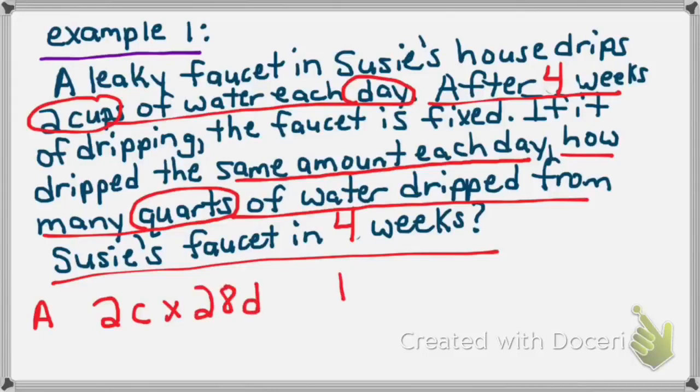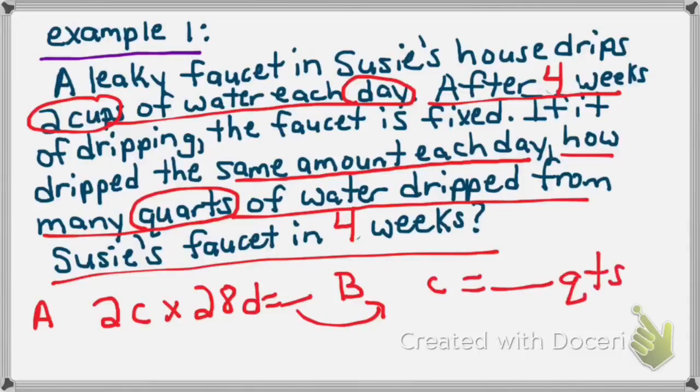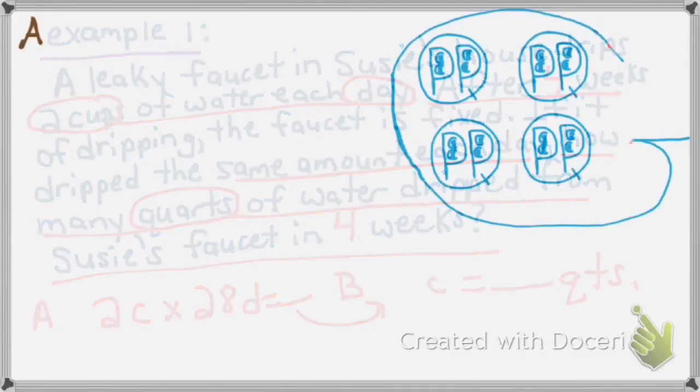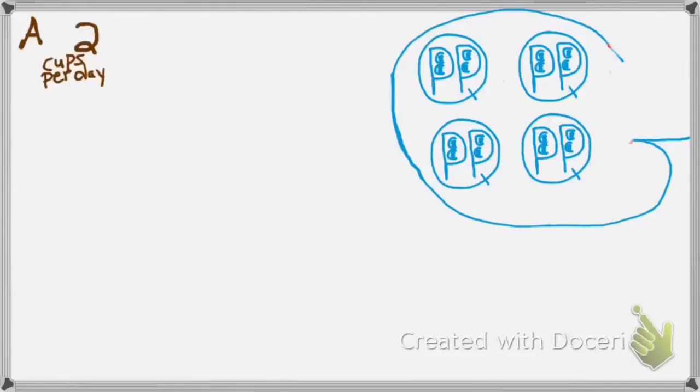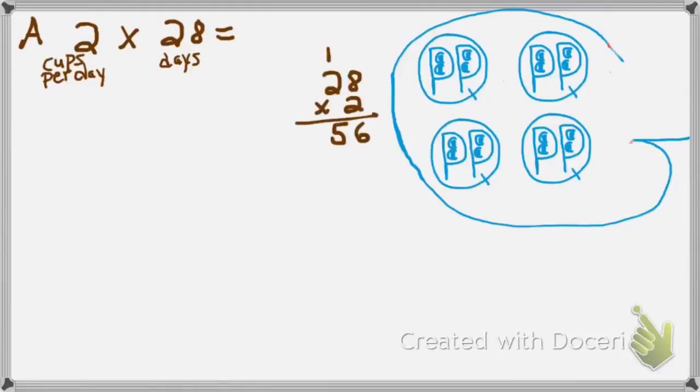That's 28 days. And then part B will be whatever that answer is, which is cups, and we're going to change that into however many quarts it's equal. So let's go ahead and solve this problem on the next page. So part A would be 2 cups of water per day times 28 days, right? Because we said 4 weeks was 28 days. I don't know that by heart, so I'm going to work it out, and 28 times 2 equals 56. So 56 cups of water drip in the 4 weeks.